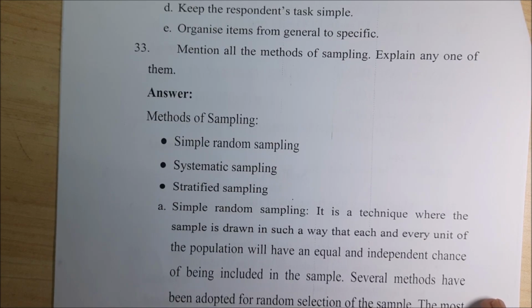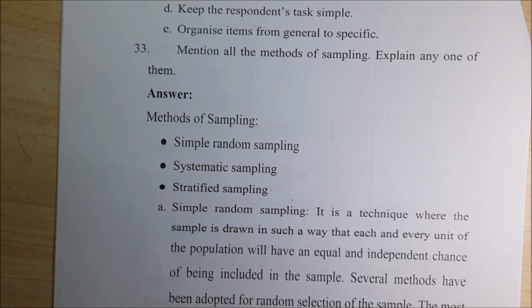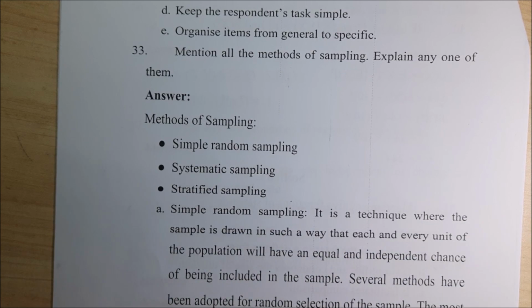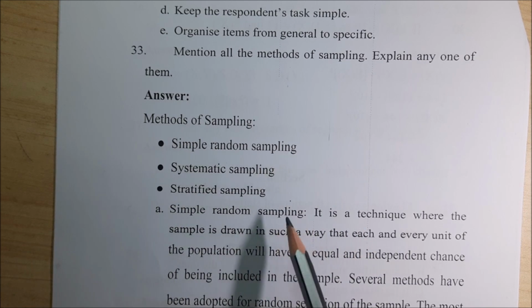Now 33rd question in section C. Mention all the methods of sampling. Explain any one of them. Students, what I have done, I have given the methods and I have explained two, right? So you can remember any one, right? Methods of sampling: simple random sampling, systematic sampling, stratified sampling. So there are three methods of sampling, right?